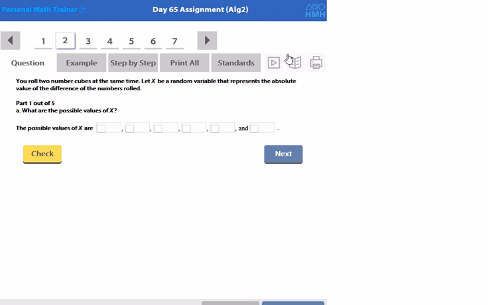So let's do a table here so that we can illustrate what it is that we're talking about. A number cube has 6 numbers. So let's say here we have number cube 1, the first number cube: 1, 2, 3, 4, 5, 6. Those are the possibilities that you can roll. And on the second number cube, also 1, 2, 3, 4, 5, 6.